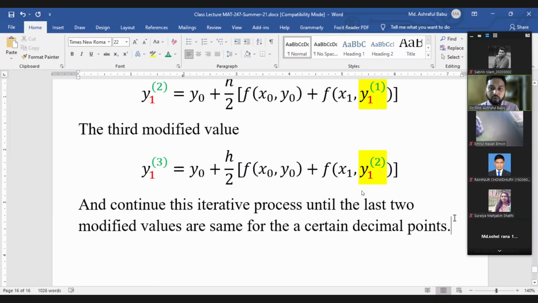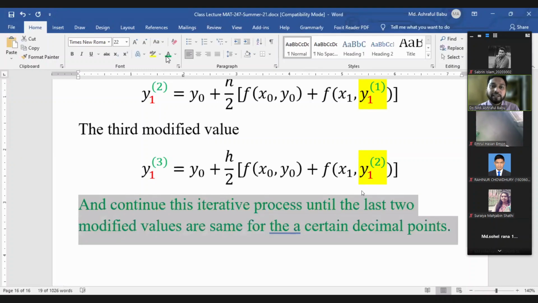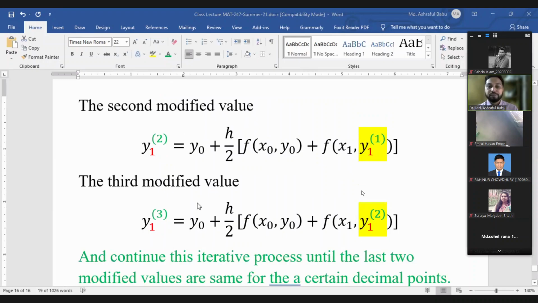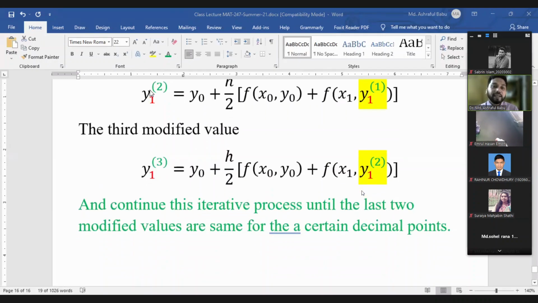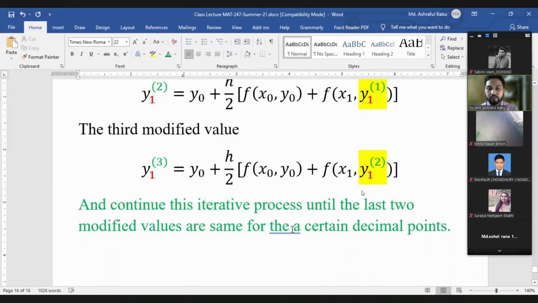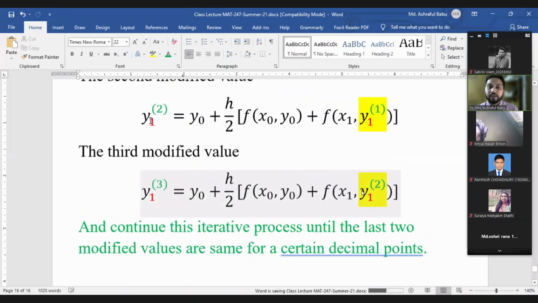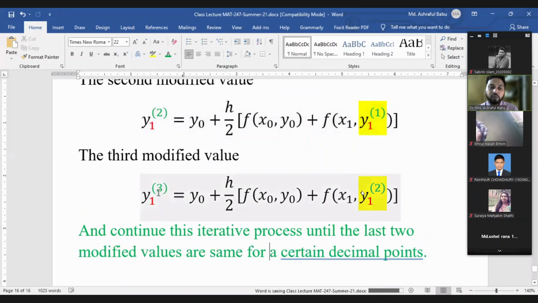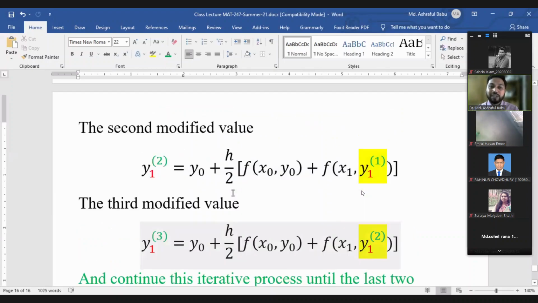Okay, so this is our conclusion. This is the most important thing in this process, because you can continue this process, but you have to stop if you find the last two approximate values are the same. That is, if y1 of 2 and y1 of 3 are the same, then we have to stop. If they are not the same, then we have to find y1 of 4.